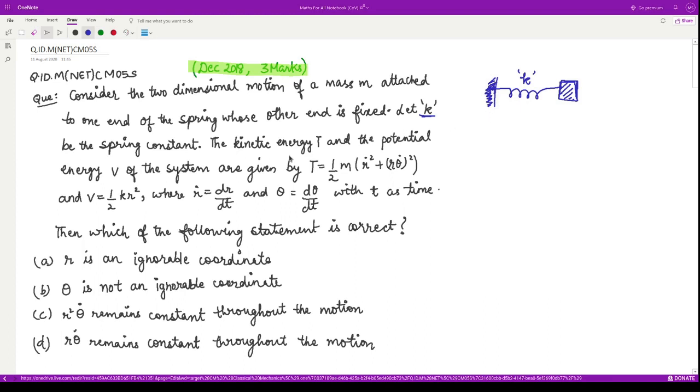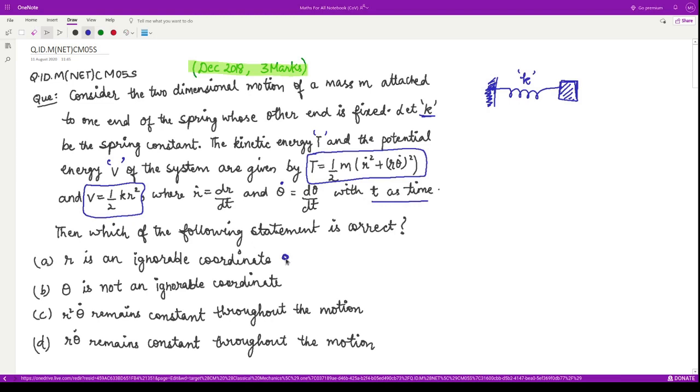Now they are saying the kinetic energy T and the potential energy V of the system are given by these two expressions. So they have given us the kinetic energy and potential energy in the question, and we do not have to go through which forces are acting on it. Here it should be a dot. So r dot is given to be dr by dt, theta dot is d theta by dt, and t is the time variable. Then which of the following statements is correct?